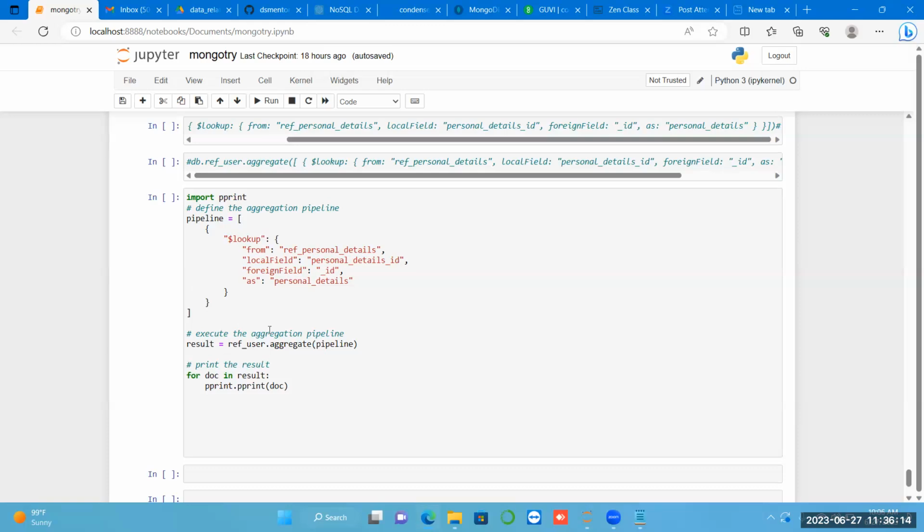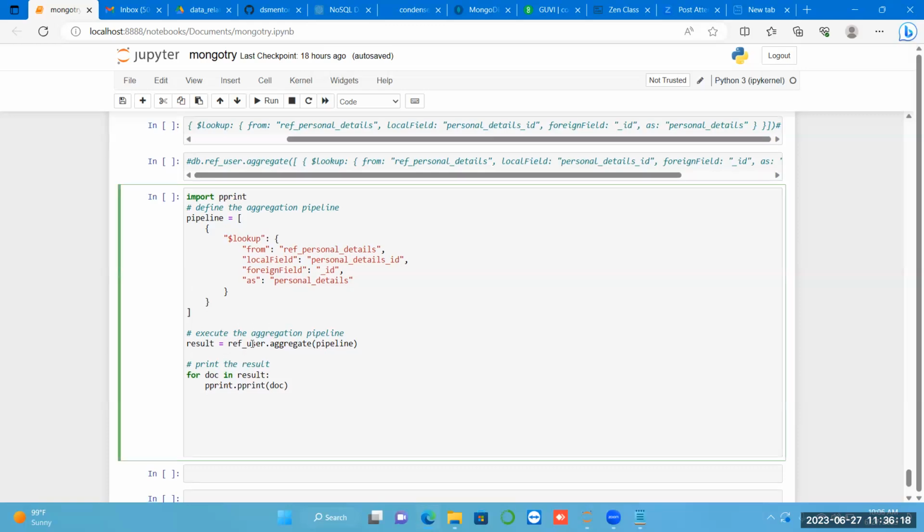Ref user is the table name in my system, not in your system. In your system, that table name is what? The one you just copied. My column one. Yeah. So replace that reference user table with your table name. Correct. Now this is my column one dot aggregate pipeline.